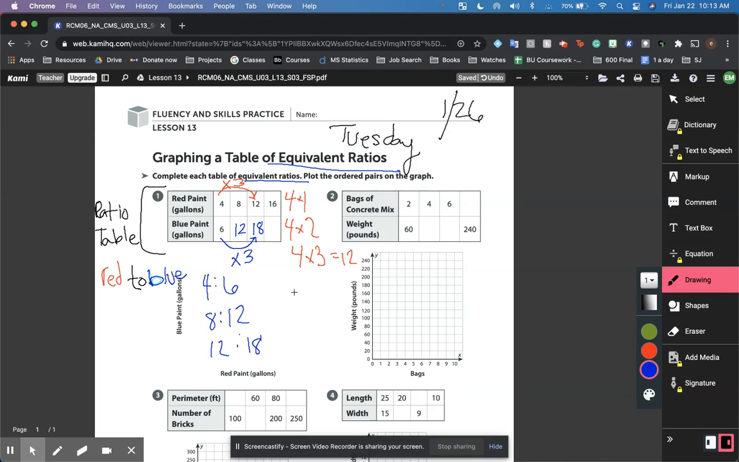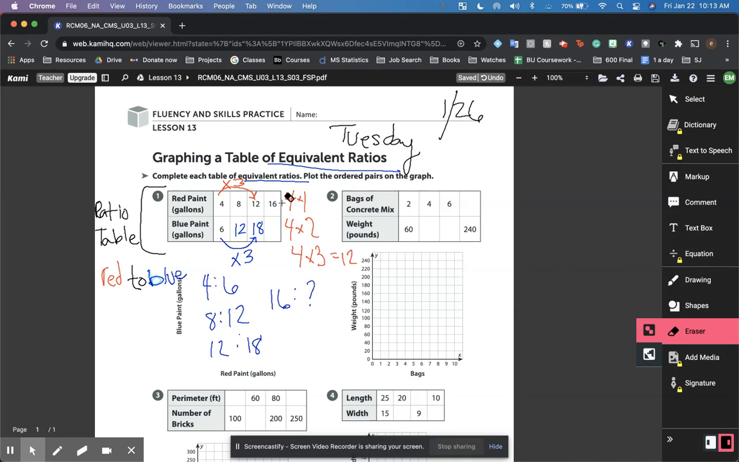and 16 to something. If you haven't yet, pause the video here. See if you can find the amount of blue paint we'll need for 16 gallons of red paint.